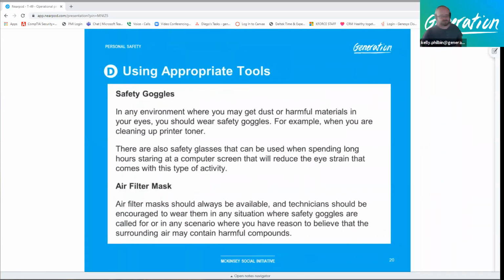All right, appropriate tools. Let's see, Marcus, can you please help us out with this one?